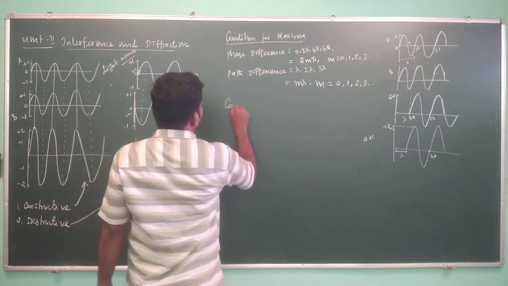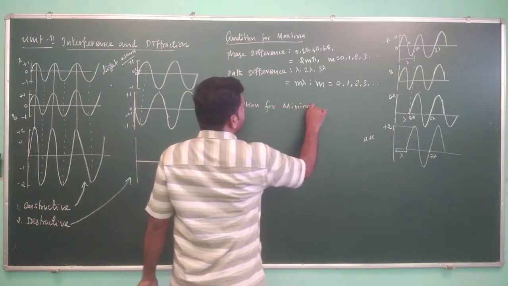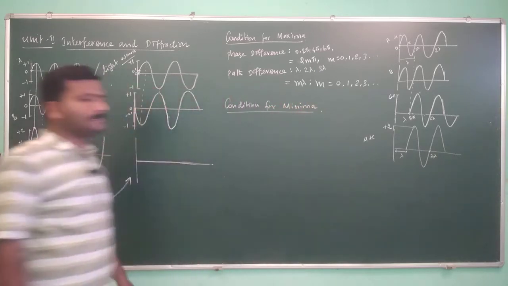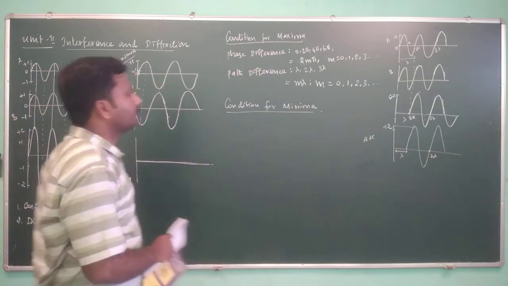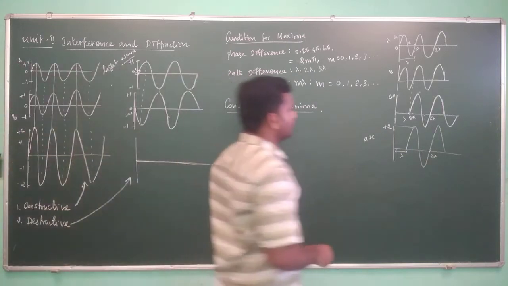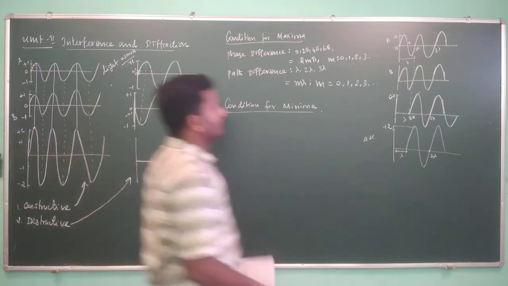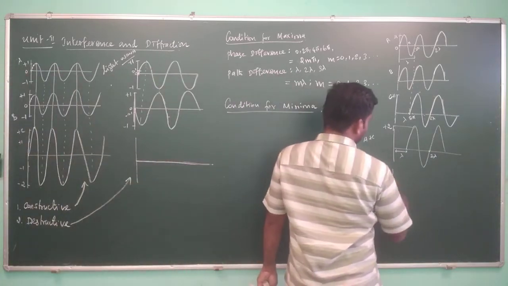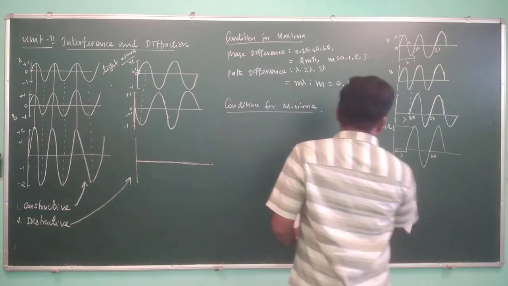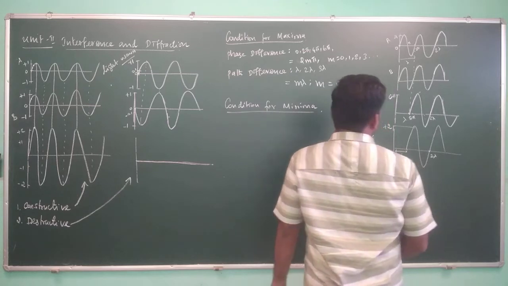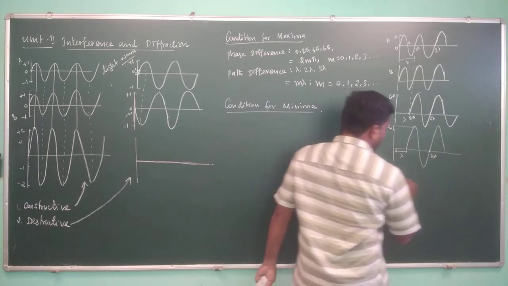And what about the condition for minima? That is, for the intensity to become small or 0. Let's consider another wave. Let's say wave D. Or let me rub out. Fine. Let's draw another two waves separately in order to understand things.